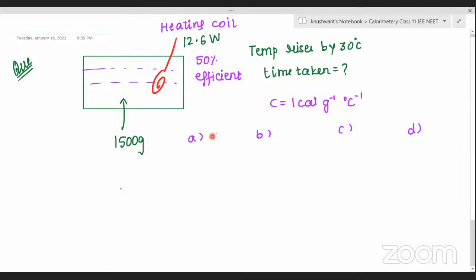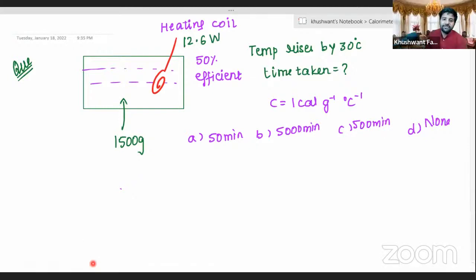चलो, your options are here on the screen, है ना? 50 minutes, 5000 minutes, 500 minutes, or none of these. ठीक है, चलो. Go ahead with your polls, everyone. You all will have 30 seconds to answer this.